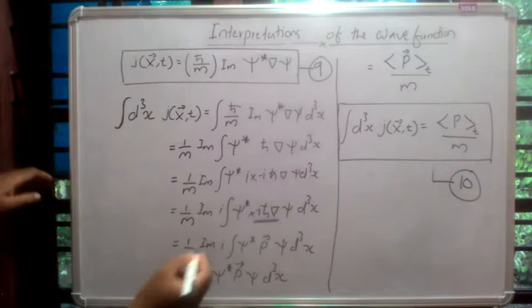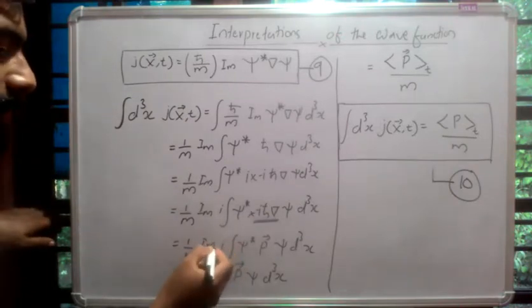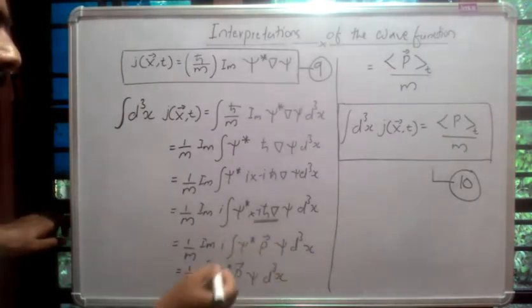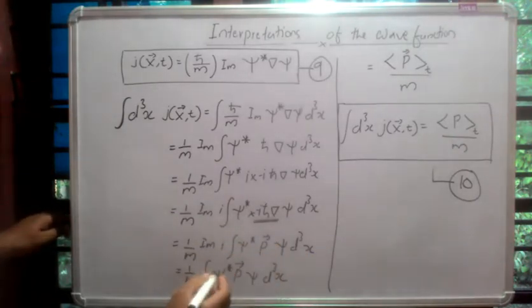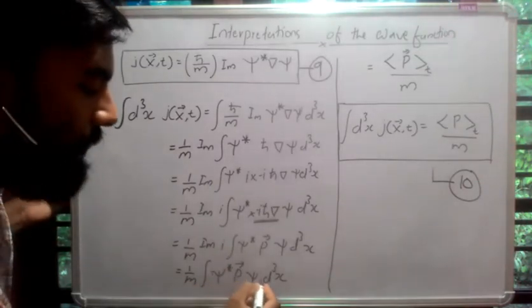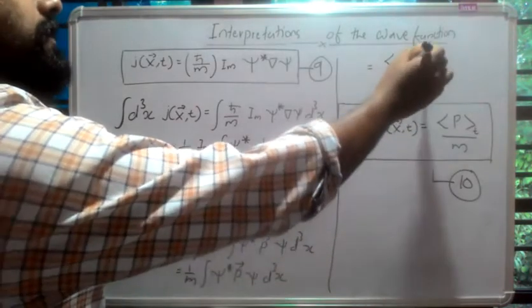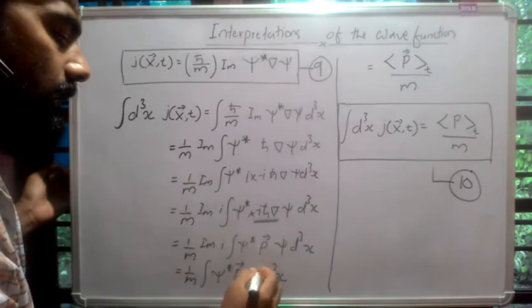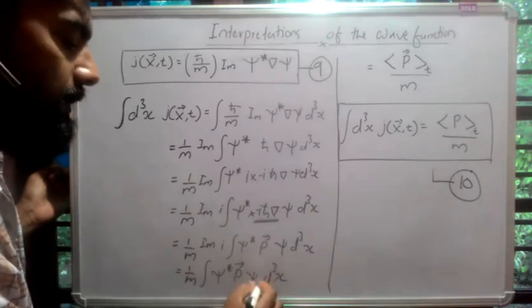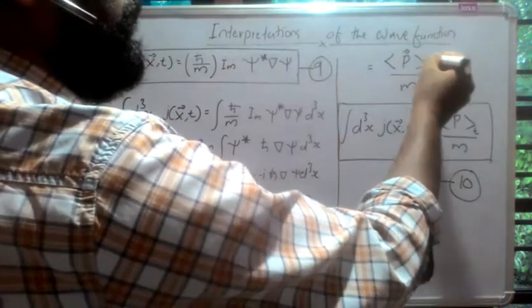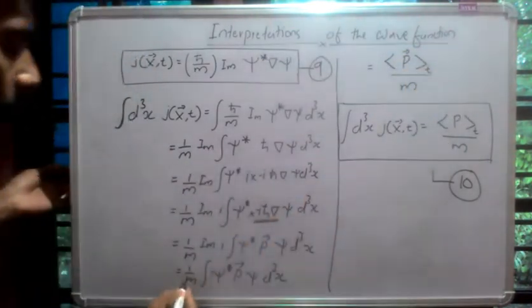And that is equal to 1 over m imaginary part of i into this one. So this is the imaginary part, so we can take 1 over m integral psi star p psi d cube x, and this term actually represents the expectation value of p, and psi is a function of x and t, and we are representing it at time t, so we can write the expectation value of p at a time t over m.